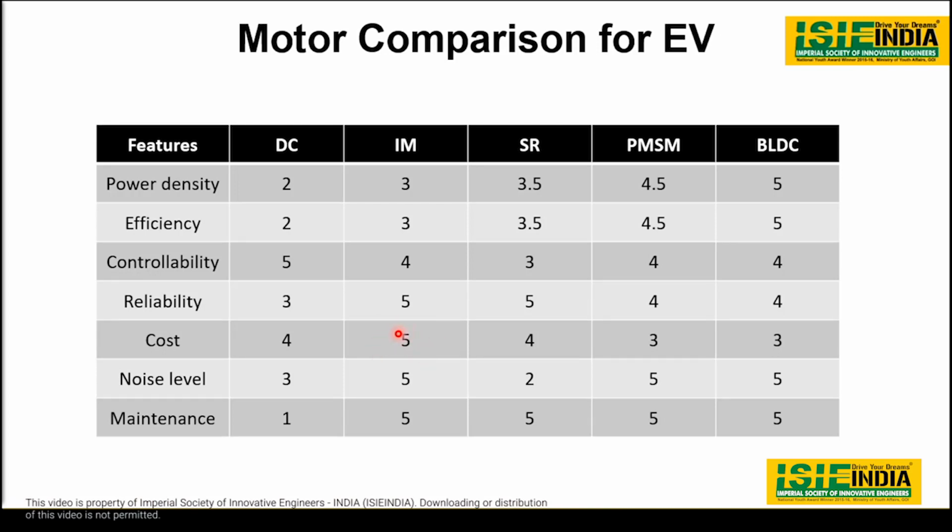Then this induction motor is costlier in the wholesale phenomena. And now just see the noise levels, which is delivering more noise. Induction motor and BLDC motor, PMSM, both are delivering high noise. Understood my point? And this DC motor and SRM motors are very low noise.